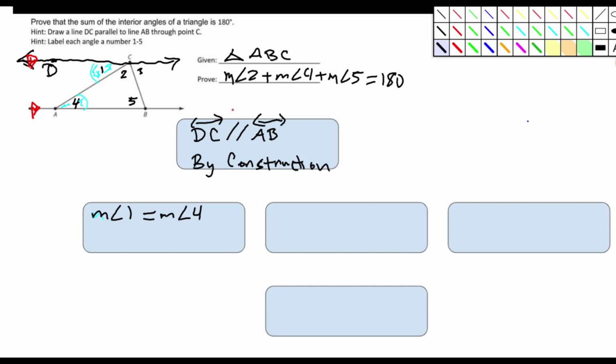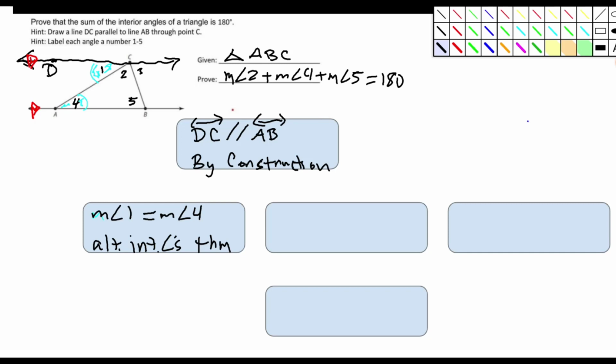And how do you know that? It was the alternate interior angles theorem. And you have proven this before. That's why it's a theorem. Remember, anytime you prove something, now it's a theorem. We proved last unit that alternate angles created by parallel lines will always be equal. They'll always be the same.